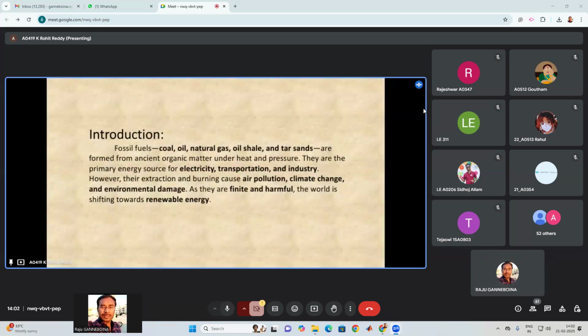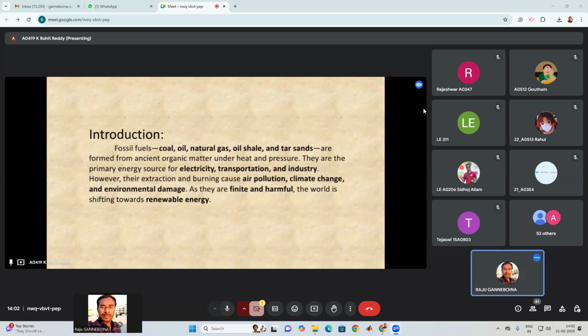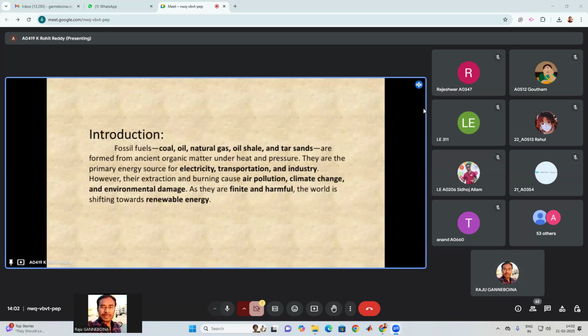Fossil fuels are nothing but our coal, oil, natural gas, oil shale, and tar sands that are formed from the ancient organic matter under high heat and pressure. They are the primary source for electricity, transportation, and industry. However, their extraction and burning can cause air pollution, climate change, and environmental damage. As they are finite and harmful, the world is shifting towards renewable energy.